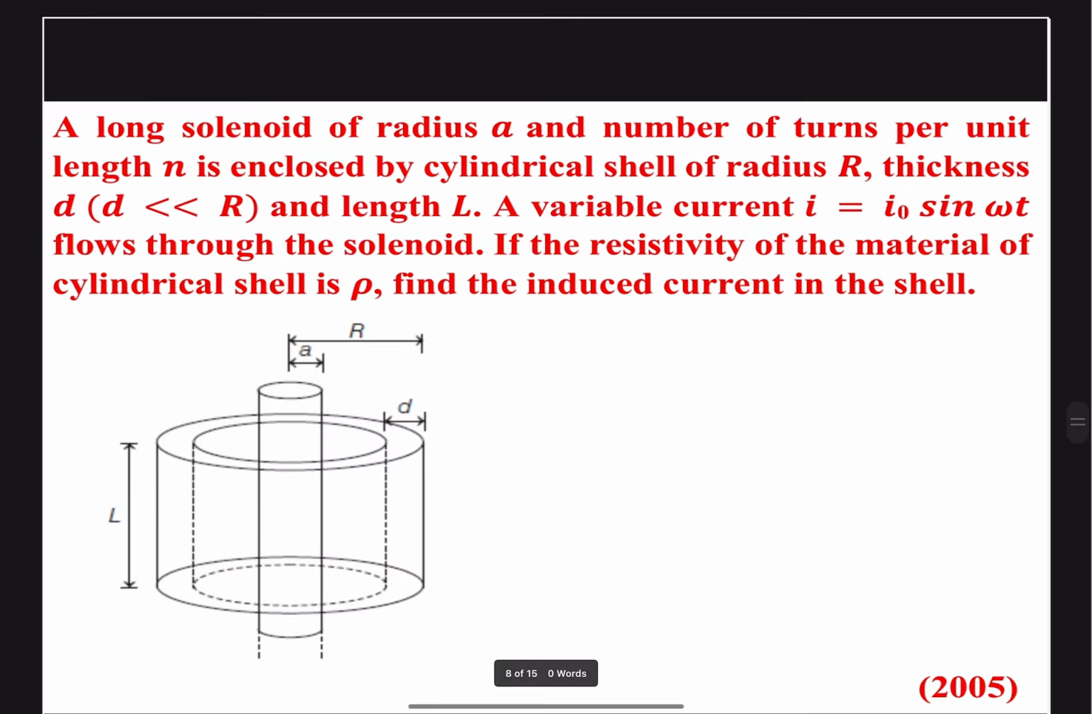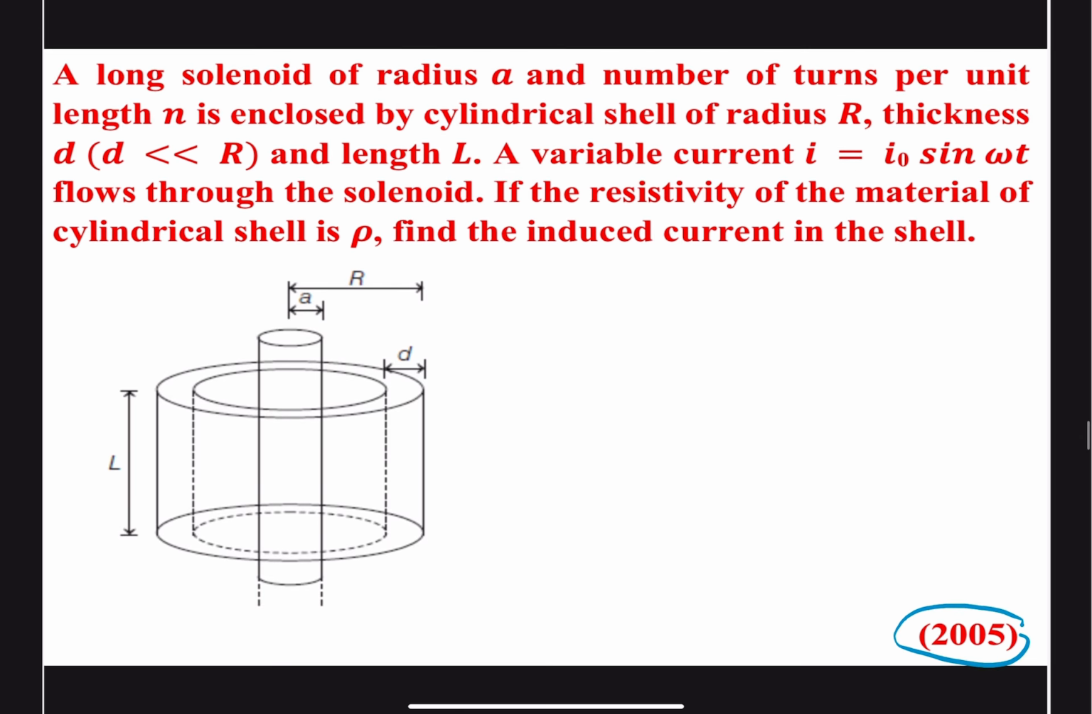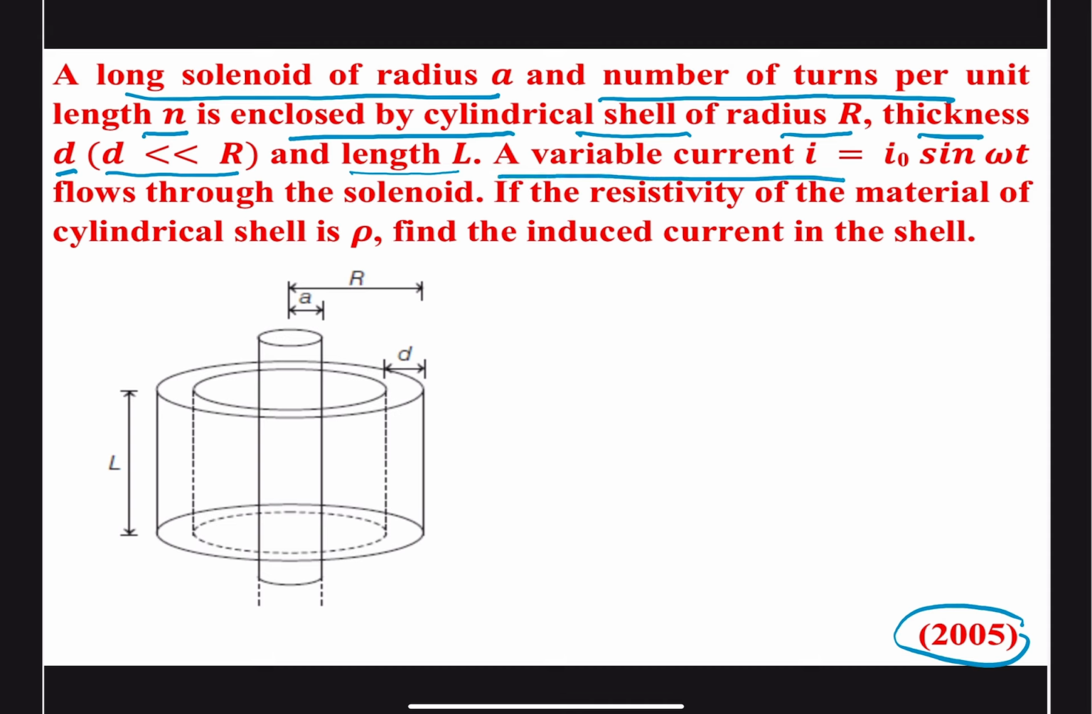And now we come to our final question, which was asked in the year 2005. In this question it is given a long solenoid of radius a, the number of turns per unit length n, enclosed by a cylindrical shell of radius r. Thickness is d, where d is very much smaller than r, and the length is L. A variable current I, given as I naught sin omega t, flows through the solenoid. If the resistivity of the material of the cylindrical shell is rho, find the induced current in the shell.